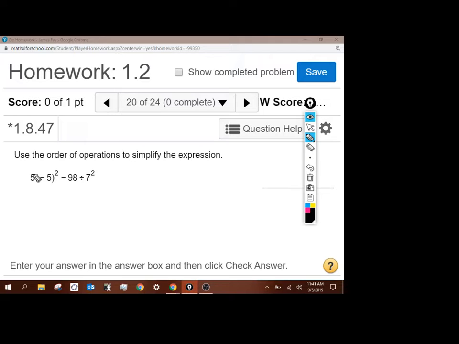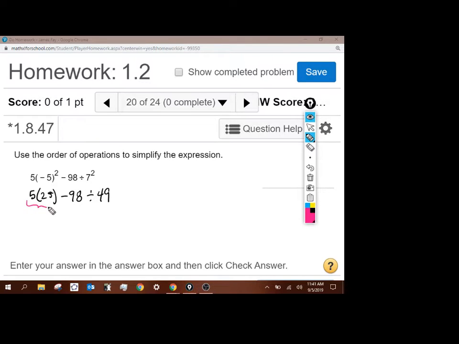Okay. So I've got 5, and then I've got this negative 5 squared. What's negative 5 squared going to give me? 25, right? Negative times a negative is a positive, so we get 25. Minus 98, divided then by 49. Okay? So now, as I work through order of operations, what do I need to do next?